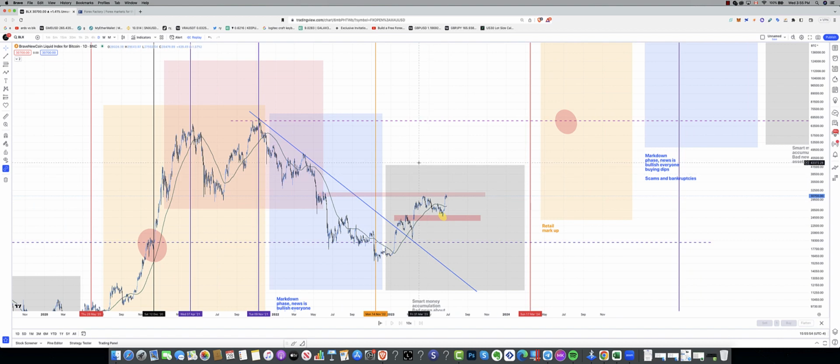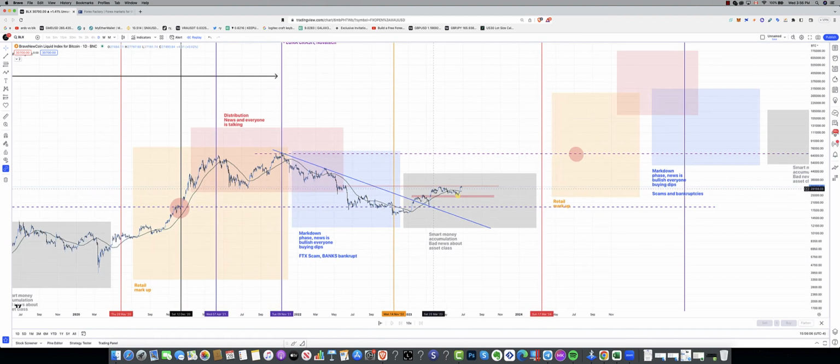So consider that this could possibly be the beginning of the next bull market. We have the halving here in March 2024. So we're not that far away, right?